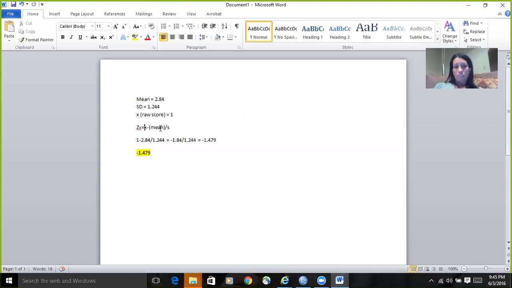And then here you see how that's laid out. So raw score minus the mean divided by the standard deviation. You are free to use a calculator for this. I used a calculator. Here's what I came out with. My z-score now is negative 1.479. So knowing that this is my z-score, this actually should be z equals.